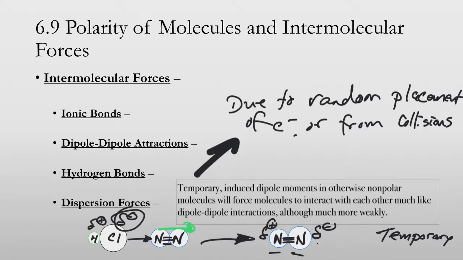So you'd get this partial negative charge there, the partial positive charge on the left, but this is all just temporary. The moment those molecules go away, the charges will eventually equilibrate or distribute themselves equally between both nitrogen atoms.